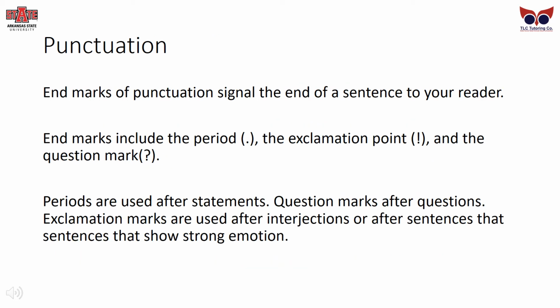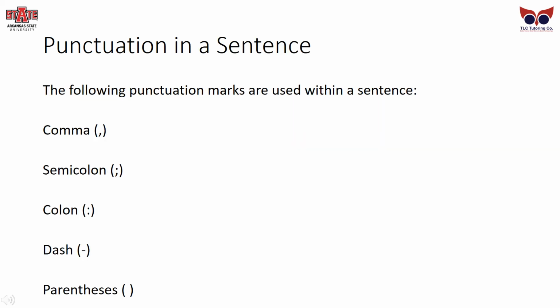Punctuation. End marks of punctuation signal the end of your sentence to the reader. End marks include the period, the exclamation point, and the question mark. Periods are used after statements, question marks after questions, and exclamation marks after interjections or sentences that show strong emotion. Punctuation in a sentence. The following punctuation marks are used within a sentence: the comma, the semicolon, the colon, the dash, and parentheses.